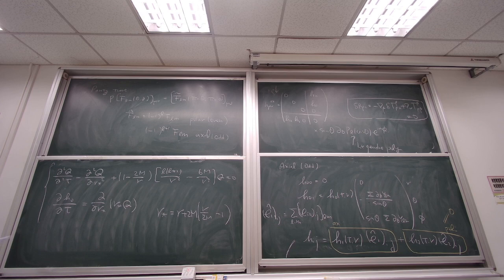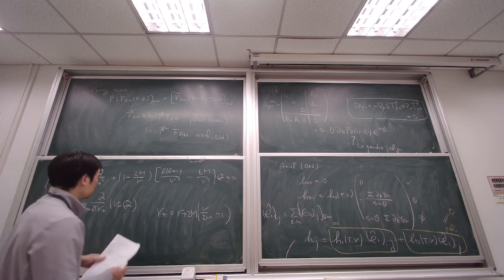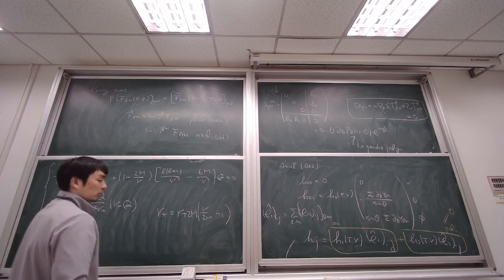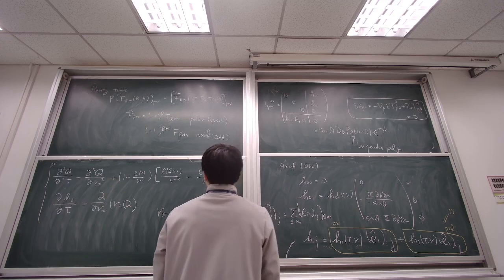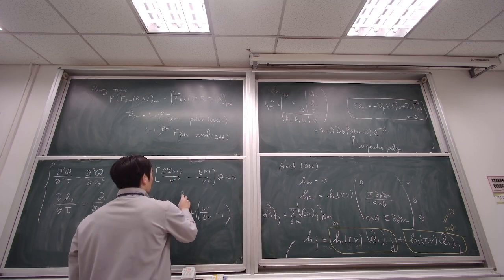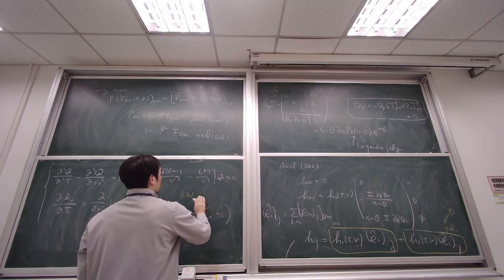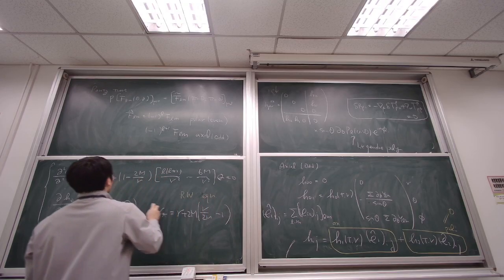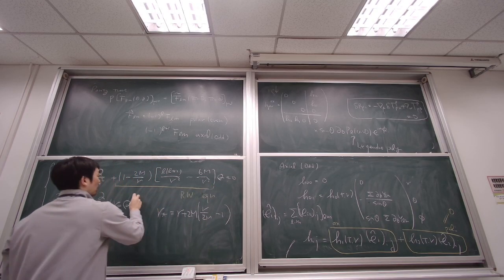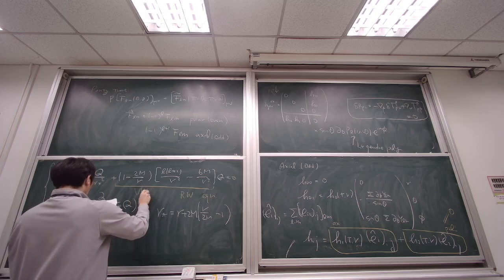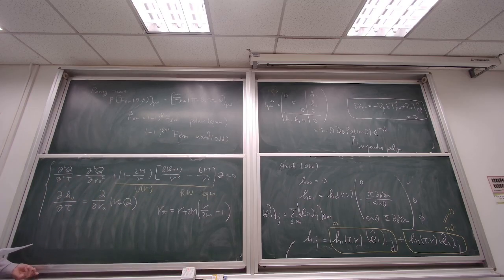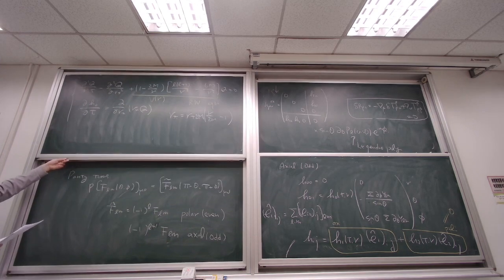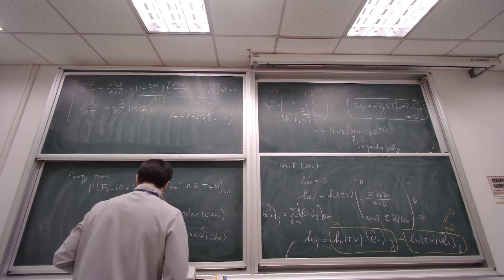Okay, so this is the so-called Regge-Wheeler equation. And this is called the potential V of r star, V of r.